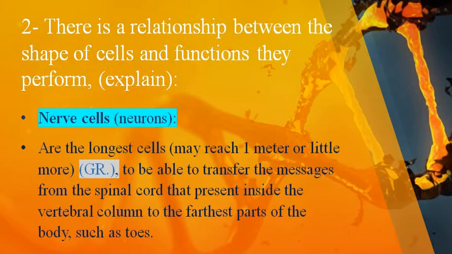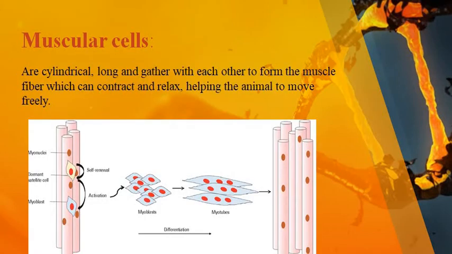Here we have also another type of cell according to shape, which is the muscular cell. This cell is cylindrical and long, and cells gather together to form a muscular fiber. And this shape helps it to do what? The muscle contracts and relaxes. So the shape of the muscular cell is cylindrical and long, gathered together to form muscle fiber, which can contract and relax.